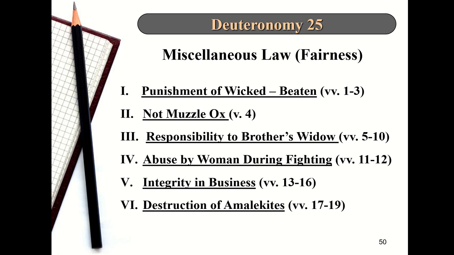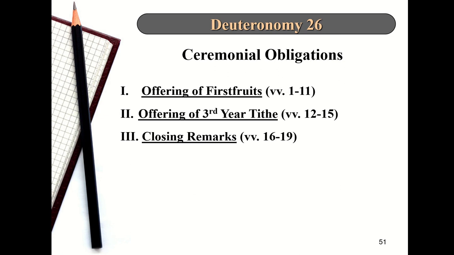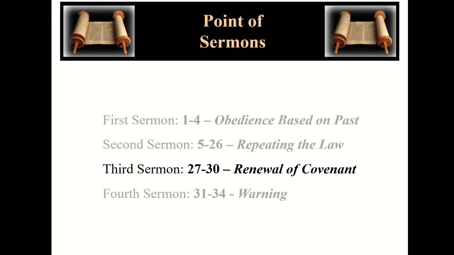Chapter 25, again, deals with miscellaneous laws, primarily fairness: not muzzling the ox, punishment of the wicked, the abuse of a woman during fighting, integrity in business. These are miscellaneous laws primarily focusing on fairness. Chapter 26 ended that sermon, dealing with the ceremonial obligations, offering of the first fruits, offering of the third year tithe, and then there's finally some closing remarks.